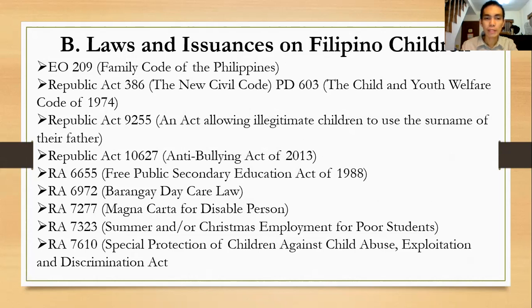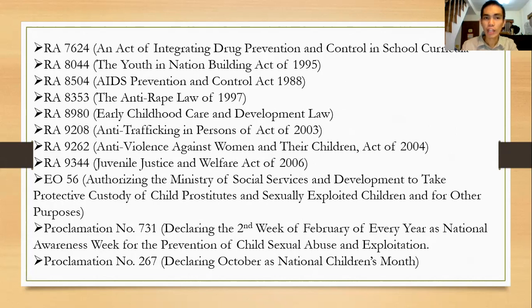RA 7277, Magna Carta for Disabled Persons. RA 7323, Summer and Christmas Employment for Poor Students. RA 7610, Special Protection of Children Against Child Abuse, Exploitation and Discrimination Act. RA 7624, an act integrating drug intervention and control in school curricula. RA 8044, the Youth in Nation Building Act of 1995. RA 8353, the Anti-Rape Law of 1997. RA 8980, Early Childhood Care and Development Law.